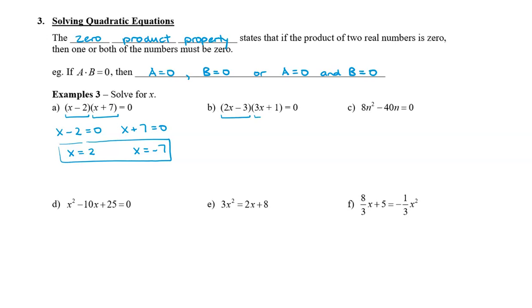So we know this first binomial is equal to 0, or the second binomial equals 0. So we have 2x minus 3 equals 0, or we have 3x plus 1 equals 0. Again, we can solve each of these little equations independently. We have 2x equals 3, divide both sides by 2, so x equals 3 over 2. Second one, we get 3x equals negative 1, and then x equals negative 1/3.